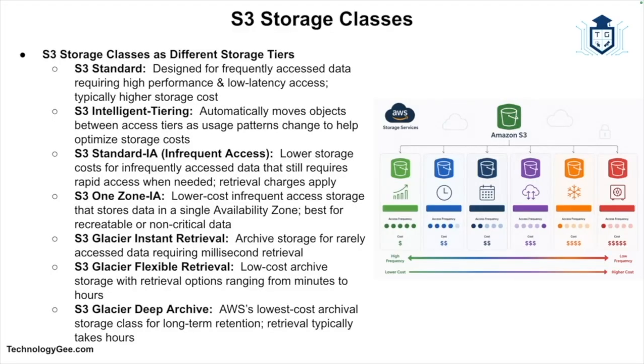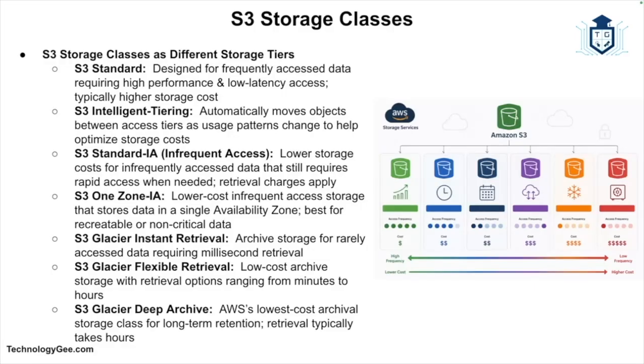You got S3 Glacier Instant Retrieval, and it can archive with quick access. You got S3 Glacier Flexible Retrieval, and this takes minutes to hours for retrieval time. And then you got S3 Glacier Deep Archive, and this is the cheapest, but it takes hours to retrieve your data. Now, how does this work with the real world?